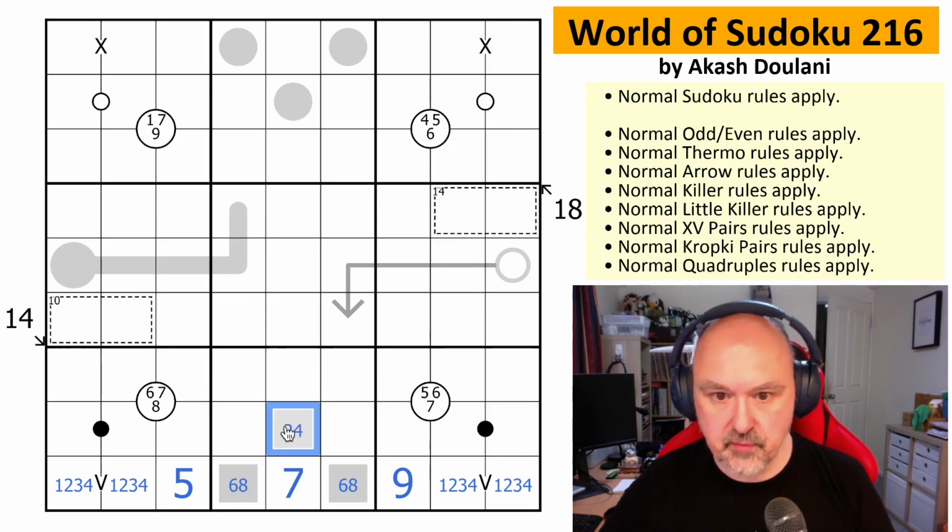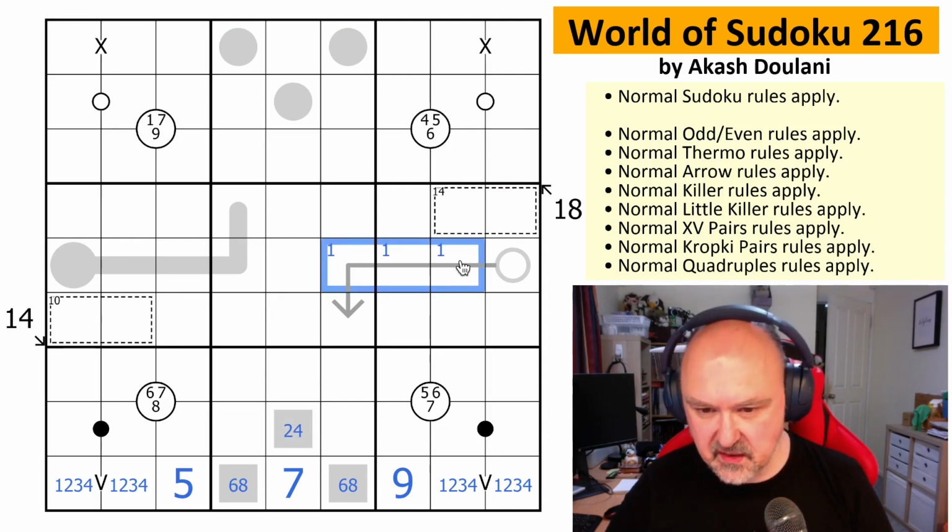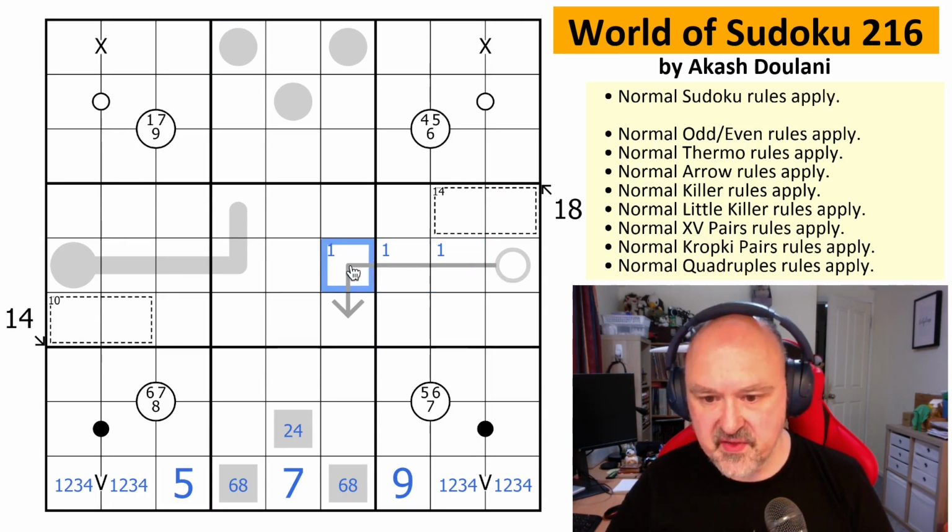This must be 2 or 4. There must be a 1 along here. That's not a great way to pencil mark it. But the reason for that is these 3 cells can't sum to more than 8 because this can't be more than 9.